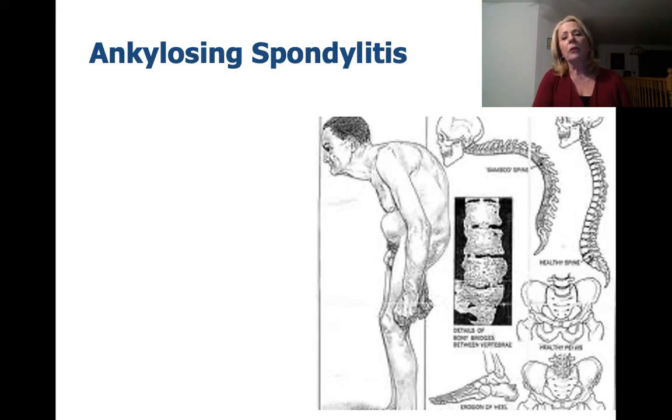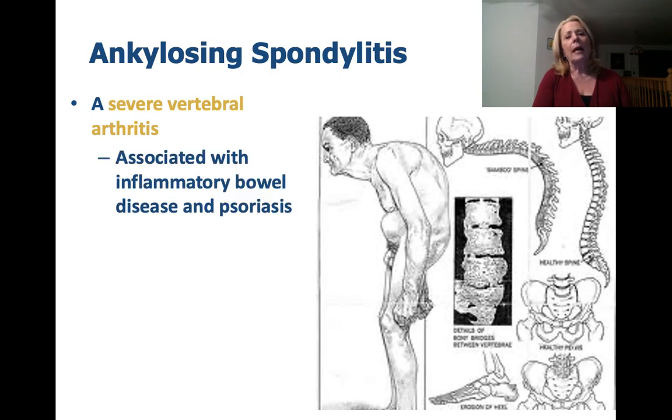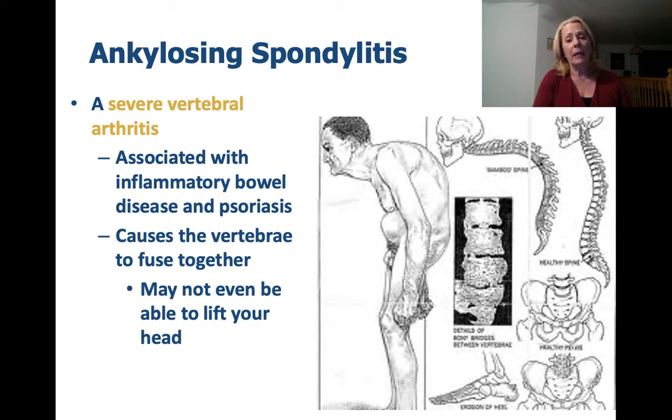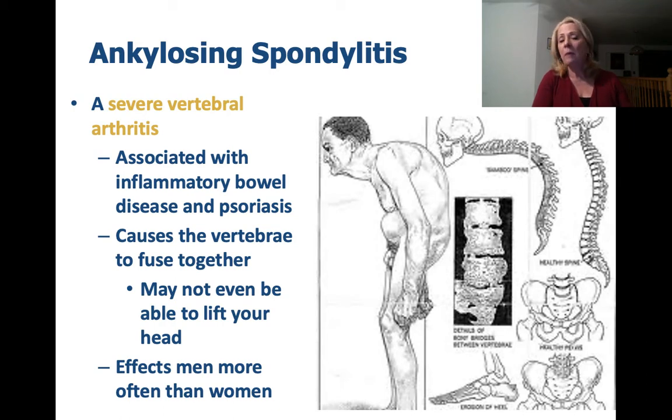So this is ankylosing spondylitis, a severe vertebral arthritis, and it's associated with inflammatory bowel disease and psoriasis in the patient. One of the things you can see with this patient is they start bending over, and they bend over eventually so much that it actually compresses on the gastrointestinal system, and that creates a lot of difficulties for the patient. Eventually the vertebrae can fuse, and they may not even be able to lift their head anymore. Now this one affects men more often than women.